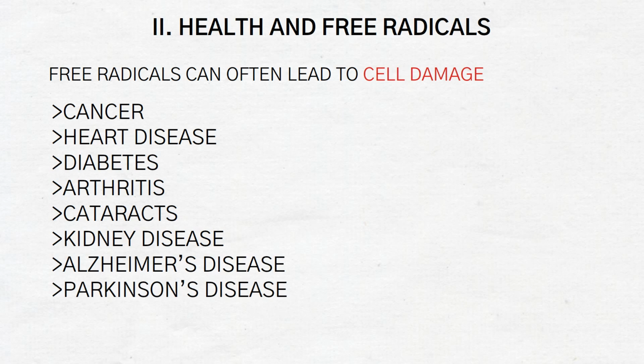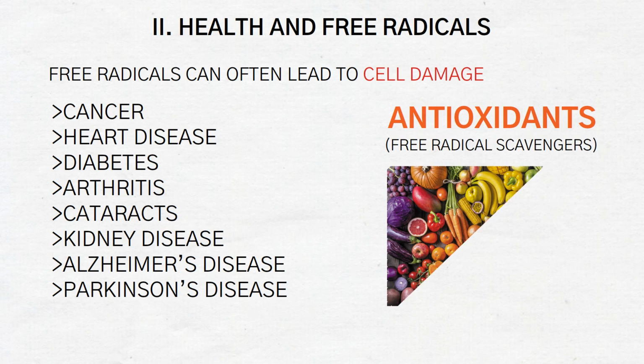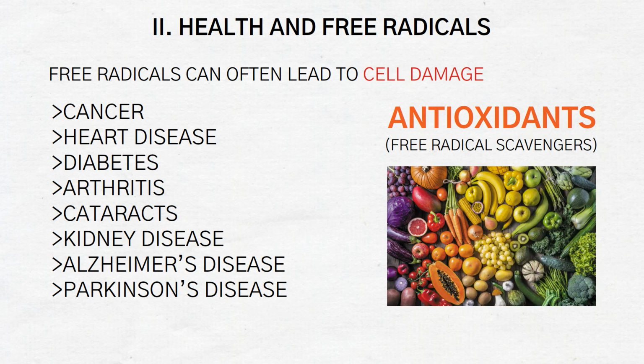A natural way to combat the effects of free radicals are with antioxidants. Antioxidants are chemicals that interact with and neutralize free radicals, thus preventing them from causing damage. Antioxidants are also known as free radical scavengers. The body makes some antioxidants naturally, while other sources include fruits and vegetables. Here are some common antioxidants.